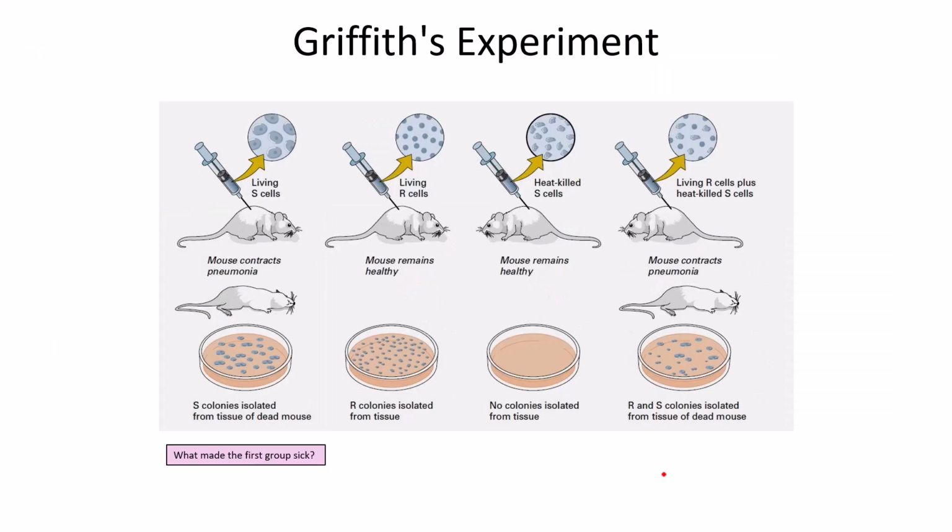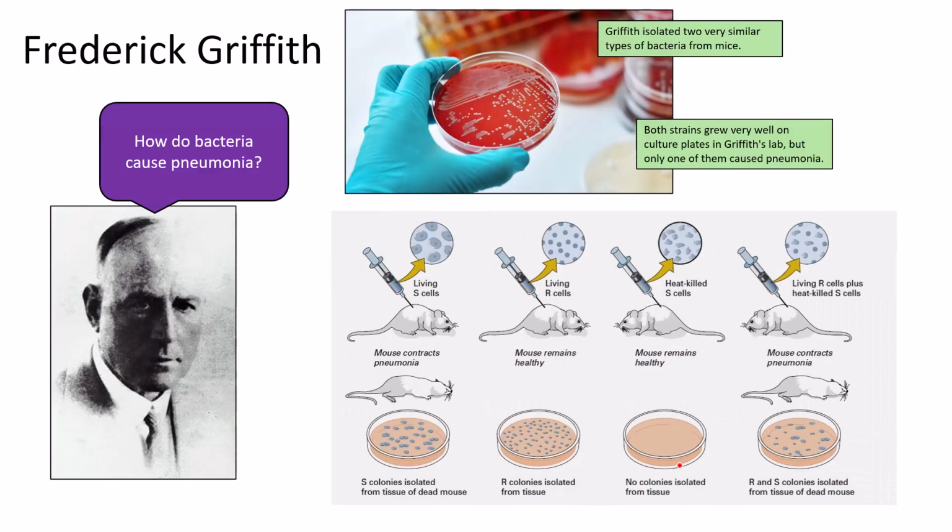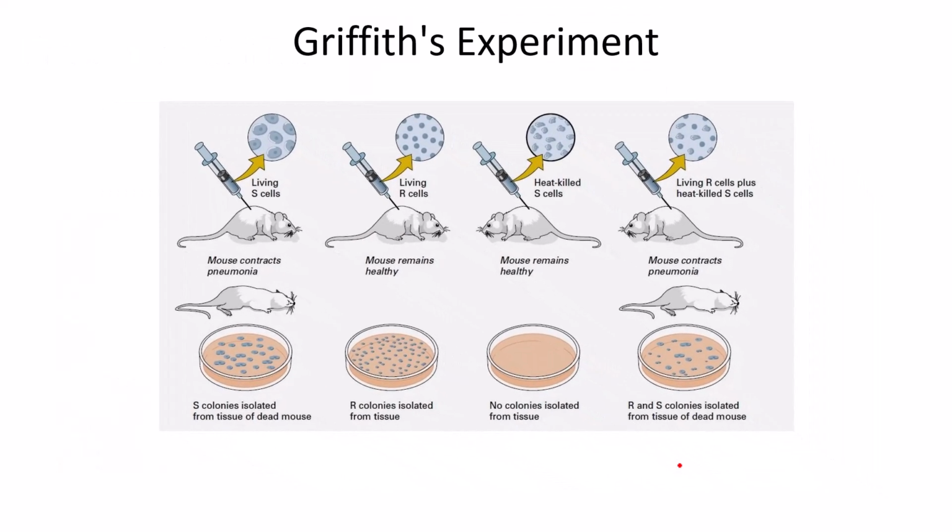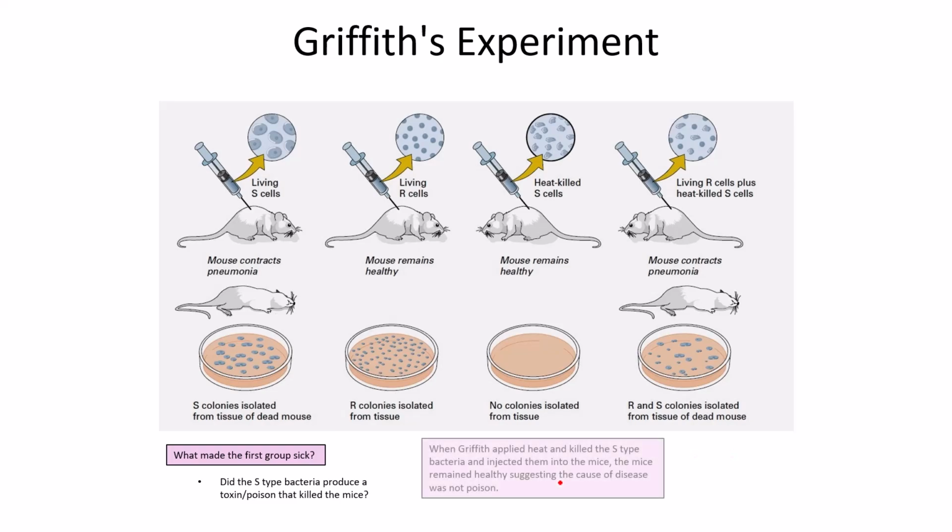So what made the first group sick? What are we getting at here? When looking at the Griffith experiment in more detail and drawing conclusions from it, what made the first group sick? Did the living S bacteria produce a toxin or a poison that killed the mice? Or was it the fact that they were present that killed the mice? When Griffith applied heat and killed the S bacteria and injected them, the mice remained healthy, suggesting the cause of disease was not poison.